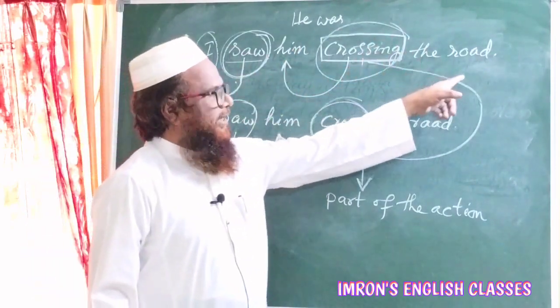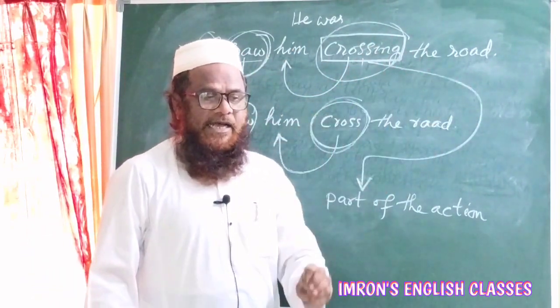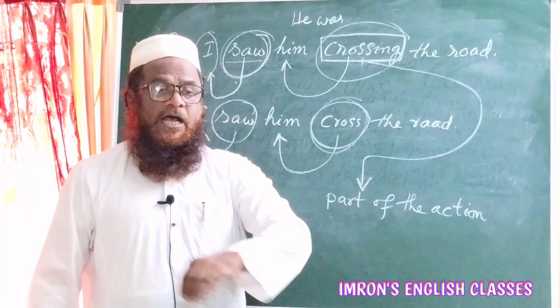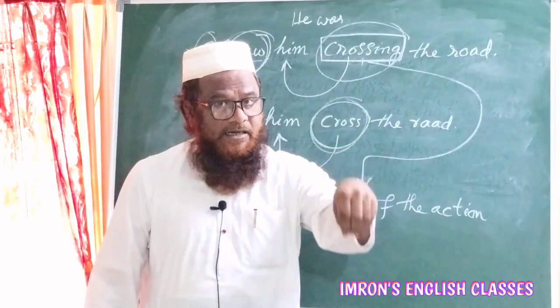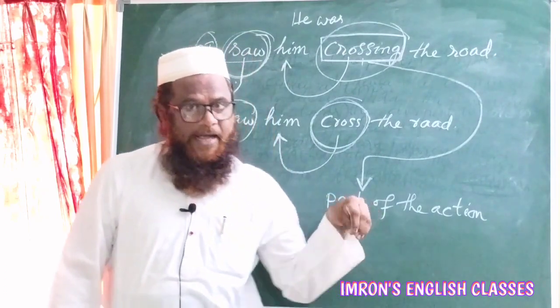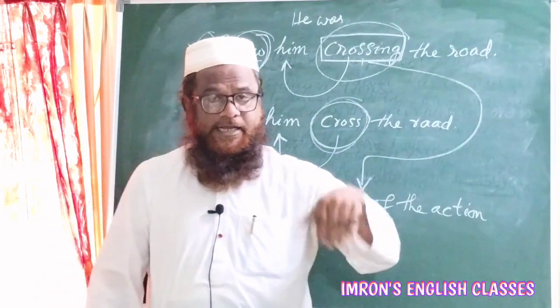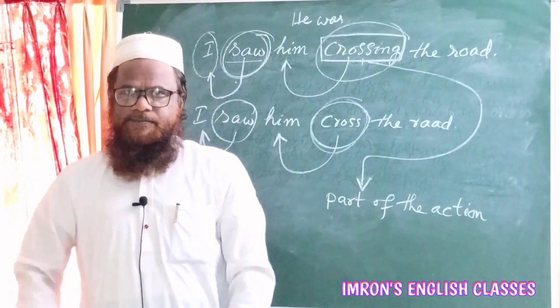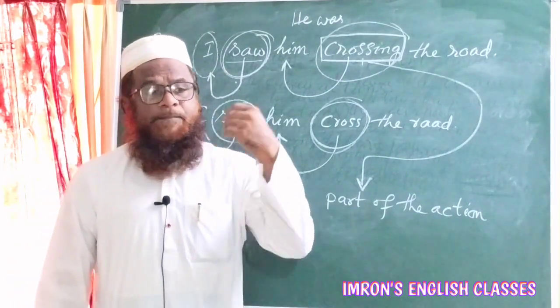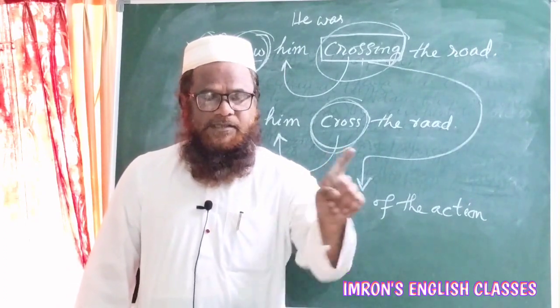"I saw him crossing the road" gives the impression that I saw him while he was crossing the road, and I did not see whether he completely crossed the road or went back, because I was not there till he completed the action. I went away. On the way, just as a part of my going, I saw him.